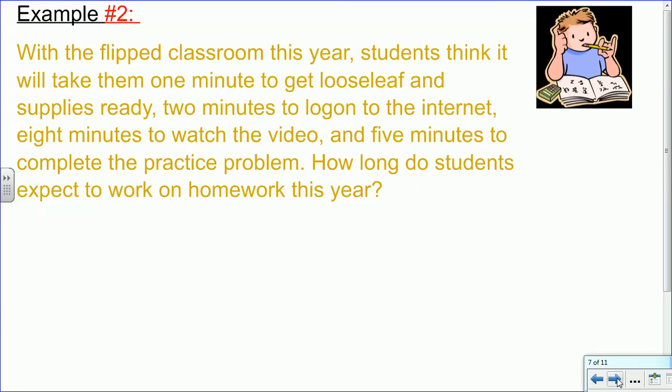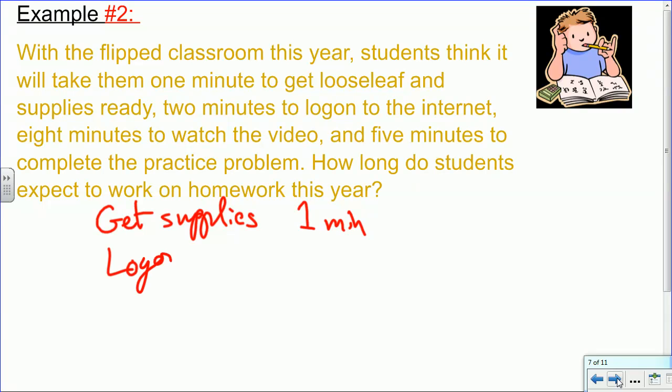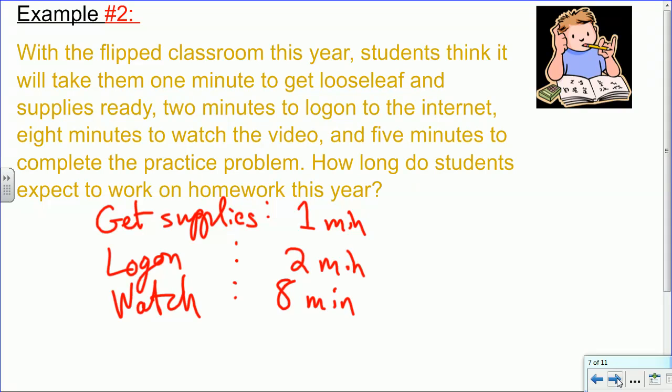Well, again, we need to include some of the important aspects. So in this case, we'll say get supplies, was that 2 minutes? 1 minute, sorry. Log on, that took 2 minutes. Internets can be slow these days. 8 minutes to watch. And 5 minutes to actually do the practice problem at the end.